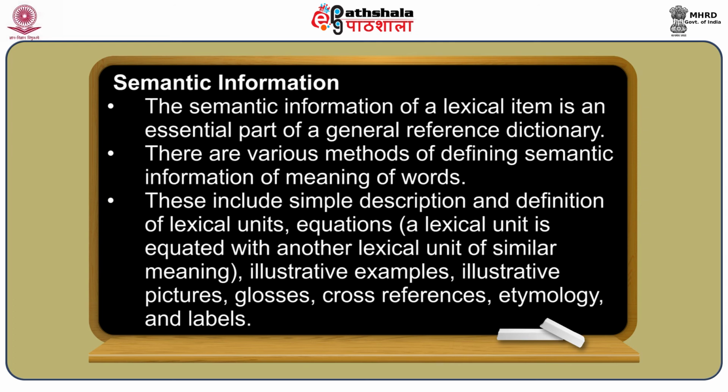Semantic information. The semantic information of a lexical item is an essential part of a general reference dictionary. There are various methods of defining semantic information or meaning of words. These include simple description, definition of lexical units, equations, where a lexical unit is equated with another lexical unit of similar meaning, illustrative examples, illustrative pictures, glosses, cross references, etymology, and labels. All the different types of mechanism enumerated above are not required for each lexical item.